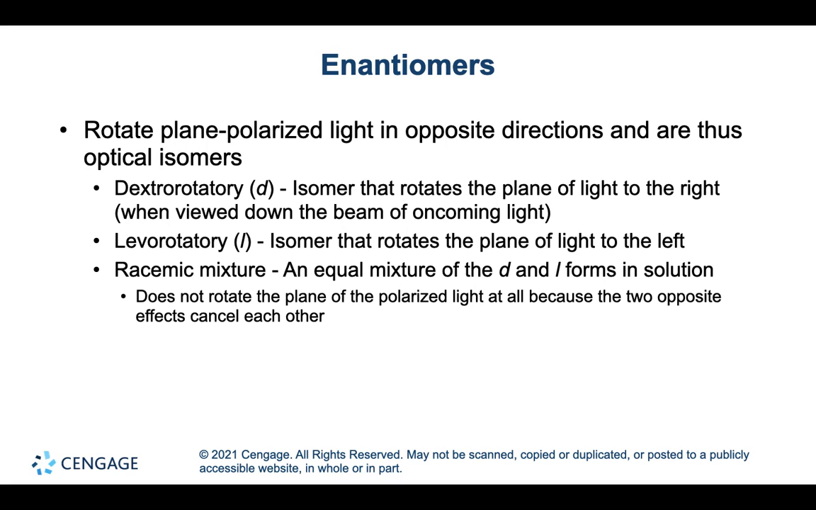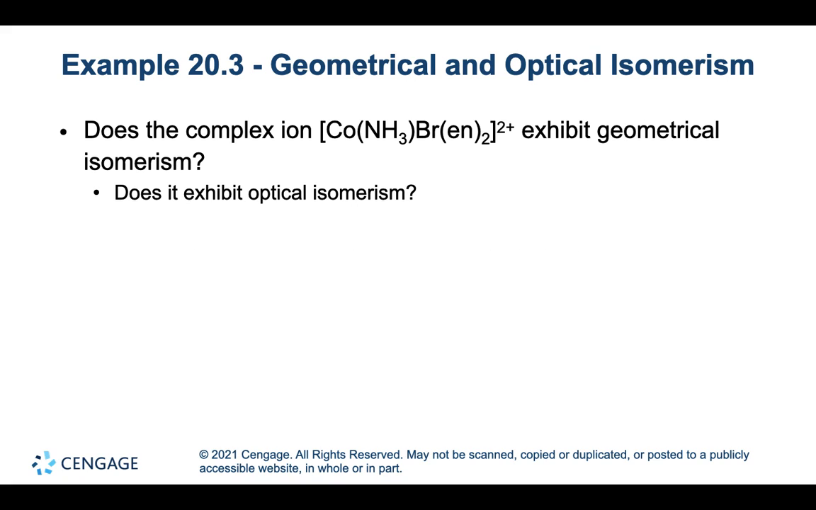If it rotates the plane of light to the right, it's called dextrorotary, or D. If it rotates to the left, it's called levorotary, or L. A racemic mixture would be an equal mixture of D and L, which would not rotate the plane of light because the D and the L cancel.